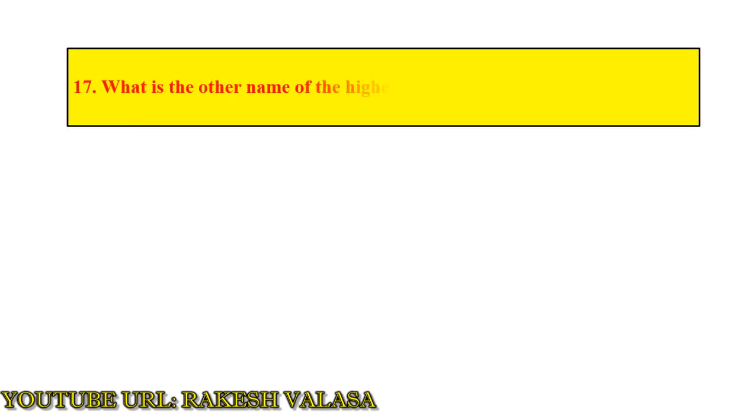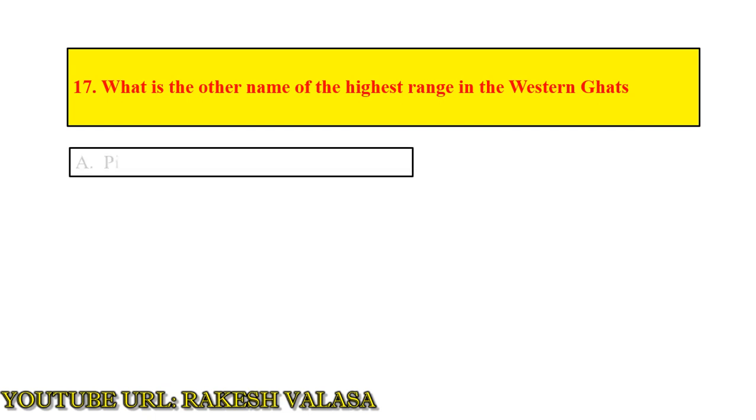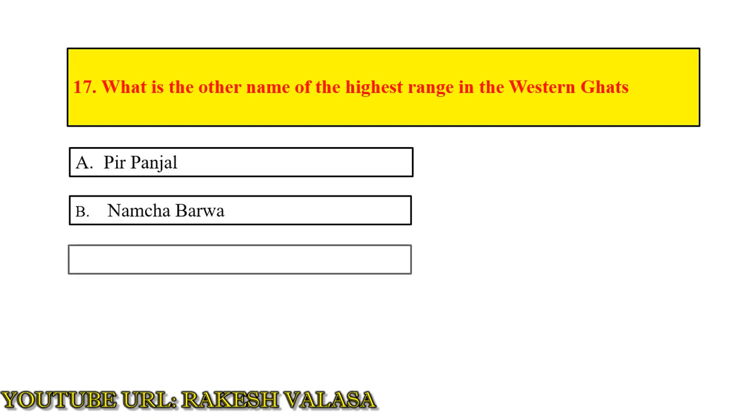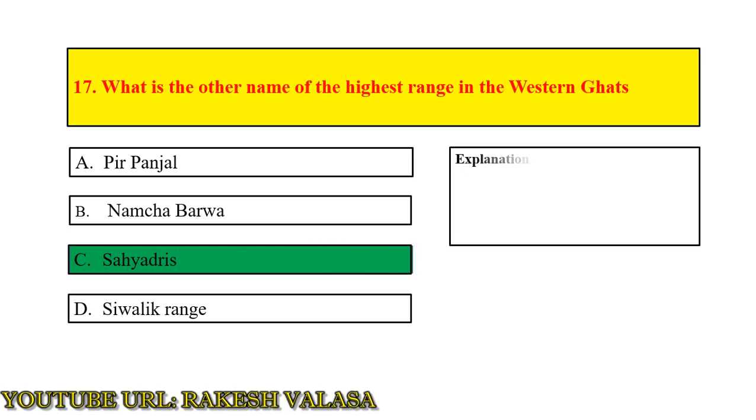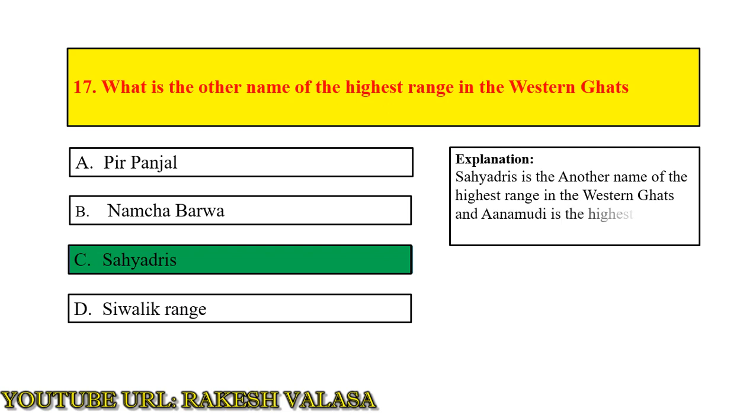Question number 17. What is the other name of the highest range in Western Ghats? Answer: Sahadris. Explanation: Sahadris is the another name of the highest range in the Western Ghats and Annamudi is the highest peak in Kerala.